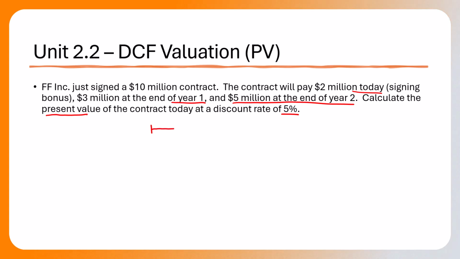To begin, let's go ahead and draw the timeline. This is always a great step to do when we're trying to visualize cash flows. You can see that the first $2 million will be received today, $3 million will be received at the end of year 1, and then $5 million will be received at the end of year 2. There are no other cash flows along the timeline. Our discount rate is 5%.